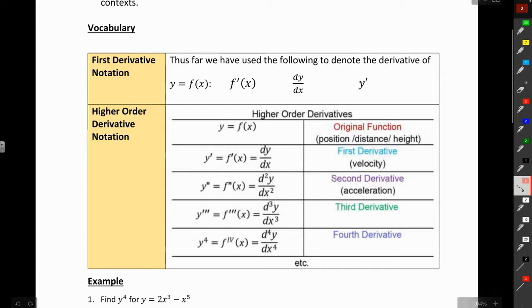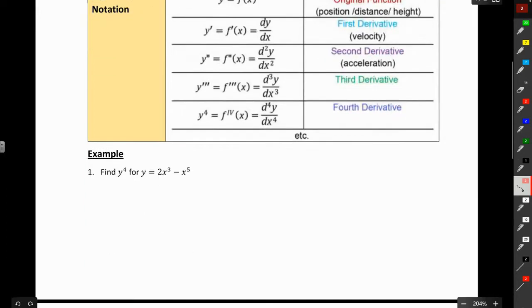And you would just do double or triple tick marks up until you get to the point where you're at 4 or more. You could use Roman numeral notation, or you could just start writing it to the 4th, to the 5th, and so on. Right? We also have dy dx, d squared y dx squared. These all mean the same thing. So let's take a look at an example.